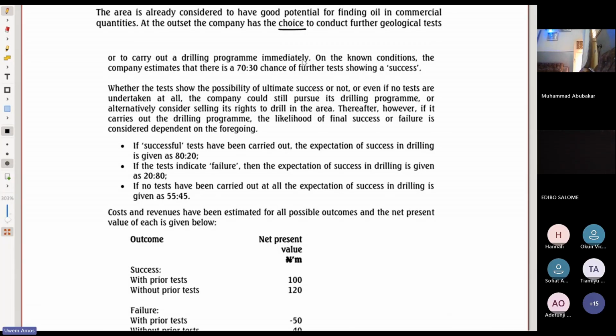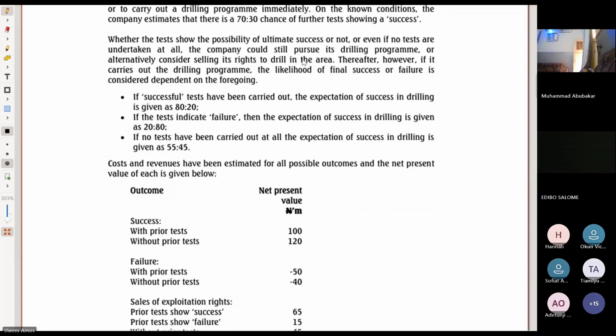Cost and revenue have been estimated for all possible outcomes, and the net value of each is given below. So you have the outcome. The outcome that you would have for a successful drill with prior test is 100. Without any test is 120. The outcome that you would have for a failure with test is -50. Without any prior test, it is -40.